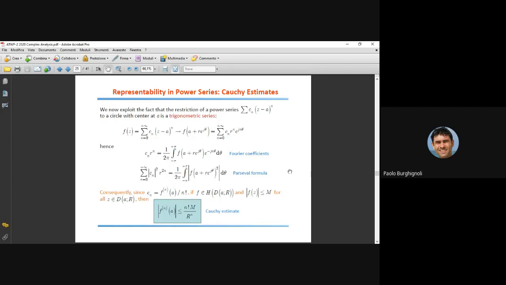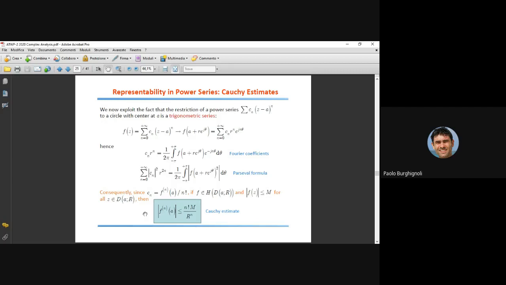Okay. And as a consequence of this, since we know that the coefficients of the power series are related to the derivatives of the function at the point A divided by the factorial of n, because any power series is the Taylor series of its sum, then if the function f is holomorphic in a disk of radius capital R, and if the function is bounded, that is, its absolute value is not larger than the number M for all points in this disk, then it's easy to get an estimate, the so-called Cauchy estimate, about the absolute value of any derivative of the function at the point A.